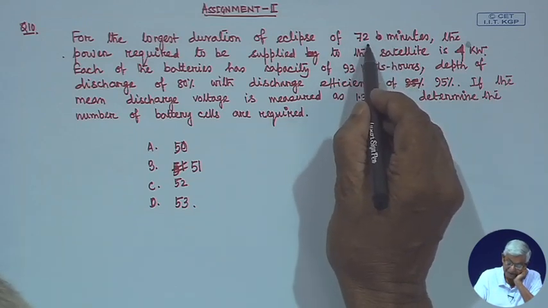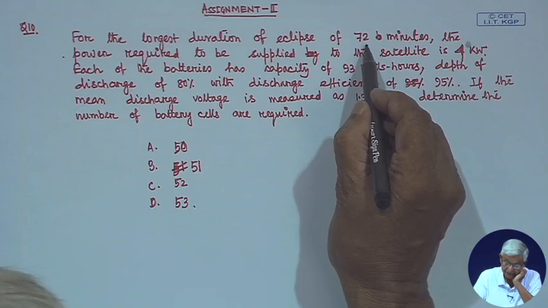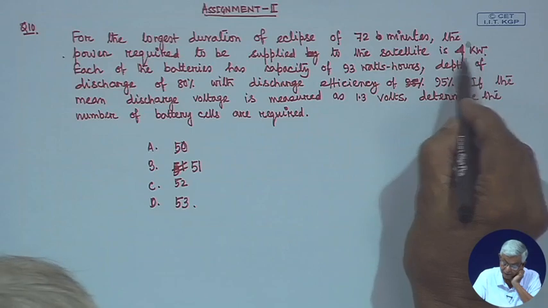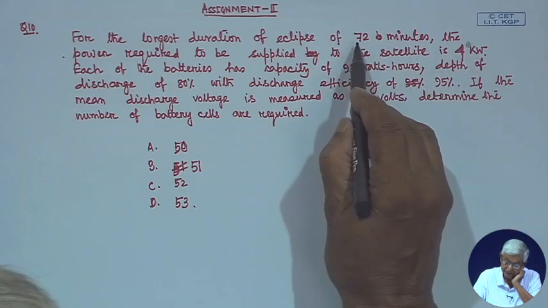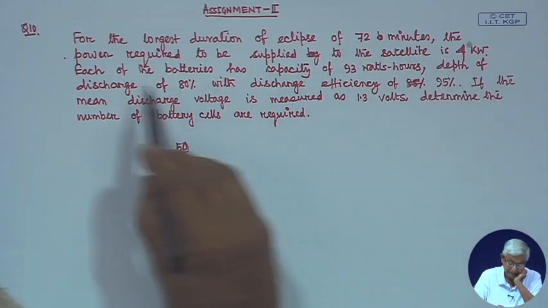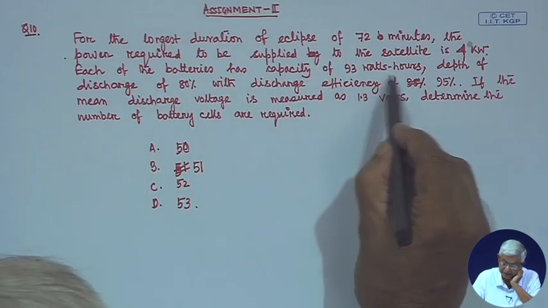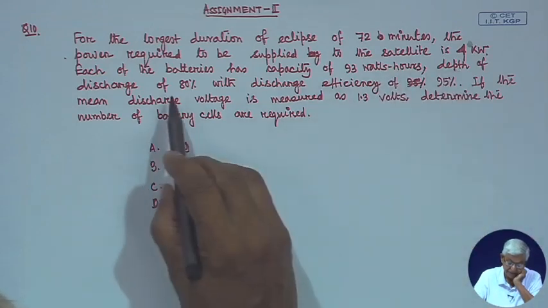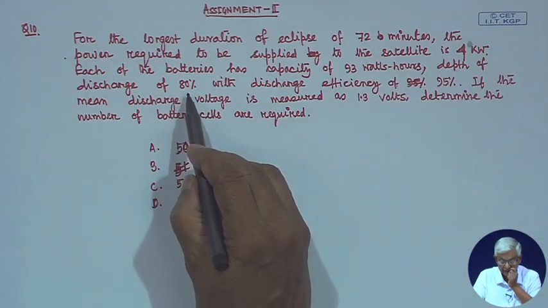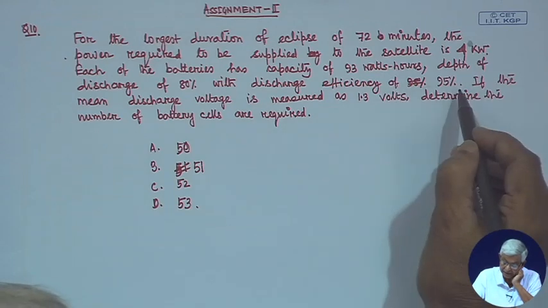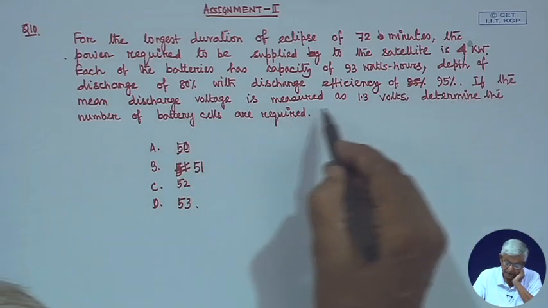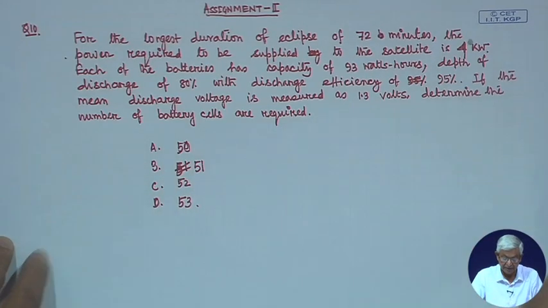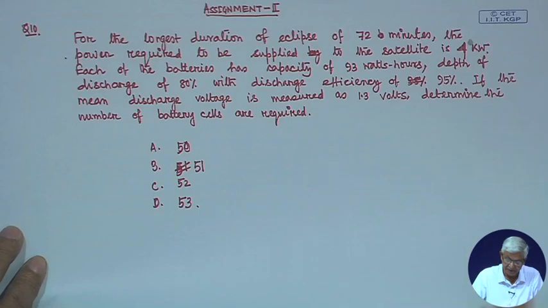So, for 72 minutes we have to supply power from the battery. The power required to be supplied to the satellite is 4 kilowatt during the 72 minutes. Now, each battery cell has a capacity of 93 watt hours. The depth of discharge allowed is 80% with a discharge efficiency of 95%. If the mean discharge voltage is 1.3 volt, determine the number of battery cells required, and options are given as 50, 51, 52, 53.